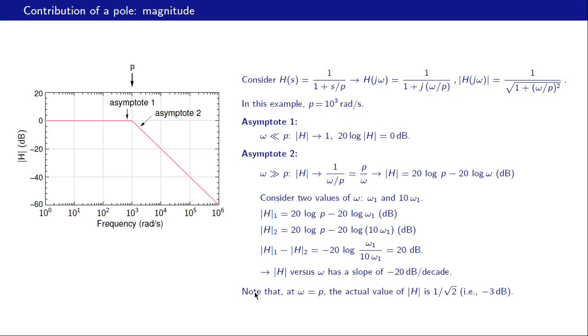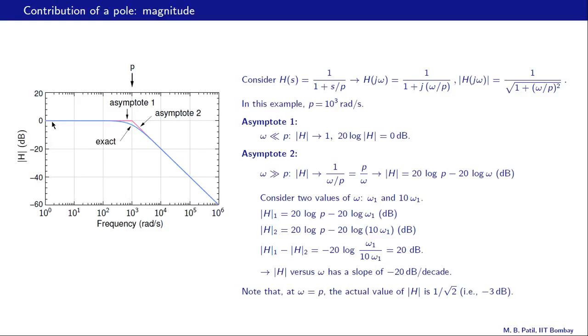Alright, now at omega equal to p, if we look at this exact expression, what is the magnitude? This becomes 1 because omega and p are equal. So we have 1 plus 1. So that is 1 over square root 2. So the actual value of h is 1 over root 2, and if we convert that to dB, it turns out to be about minus 3 dB. So definitely at this point there is going to be that much error. What we have done is shown 0 dB here, but the actual value is minus 3 dB.